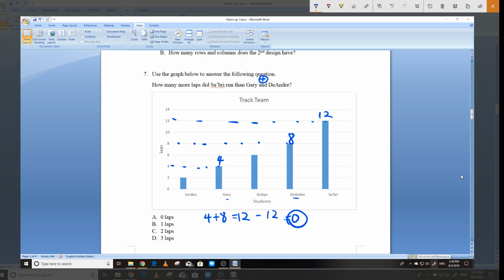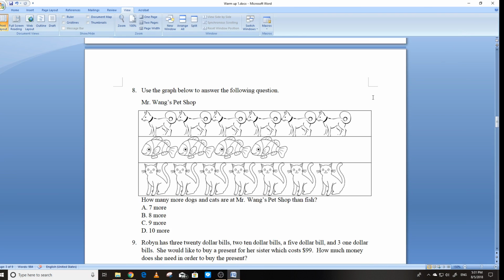Let's look at our answer choices A, B, C, and D. Where do you see 0? A. That is why A is the correct answer. Let's take a look at number 8.